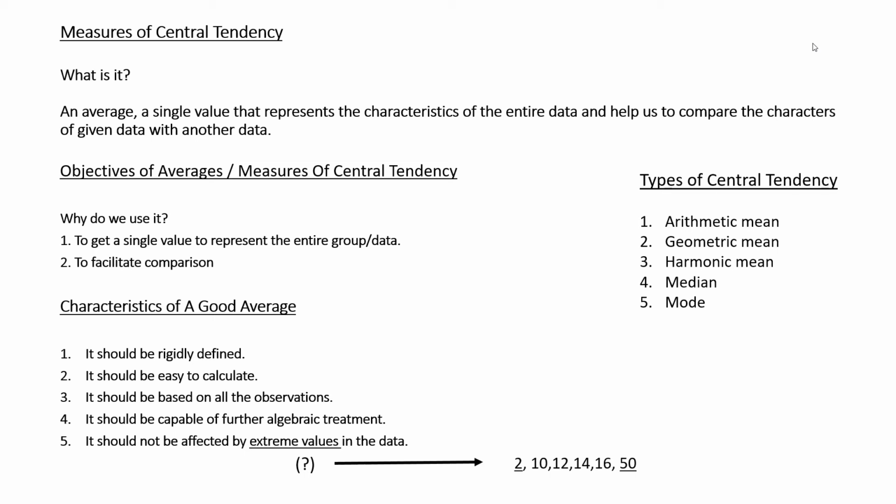Now the second question is how to calculate. To be a good average, the average should be very much easy to calculate. Everyone should be able to calculate the average. Now the third characteristic is it should be based on all the observations.